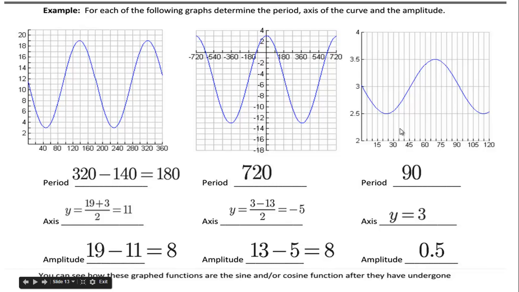You can really see that there are transformations here. Like if the period of the sine and cosine curve is 360, these have been changed. The axis is 0, these have been changed, and the amplitudes are 1, these have been changed. And so there are going to be transformations we're going to talk about. Okay.